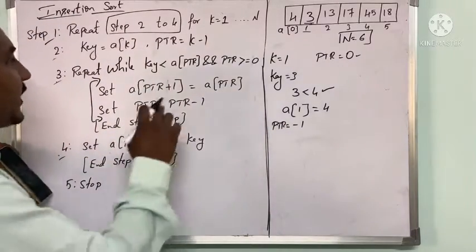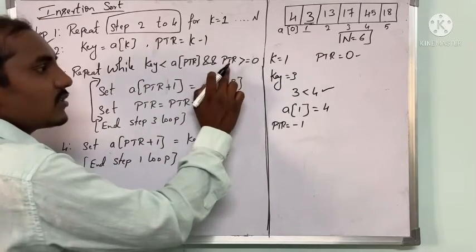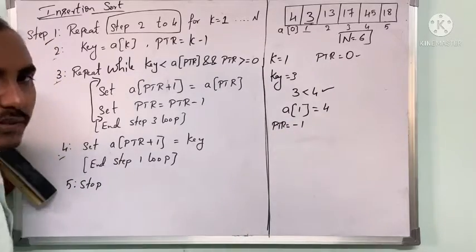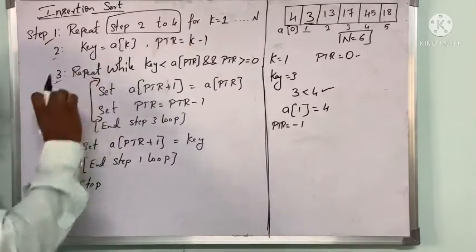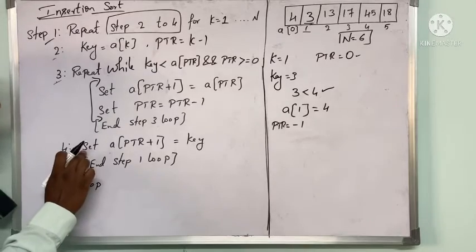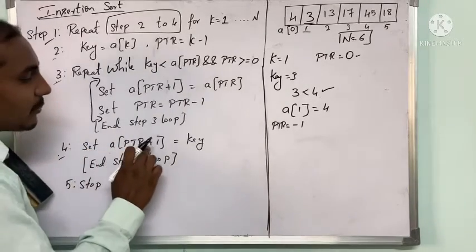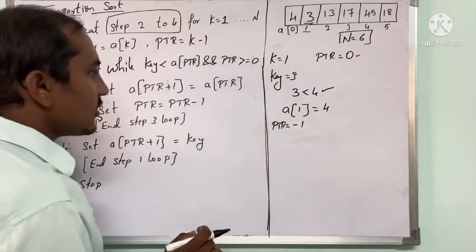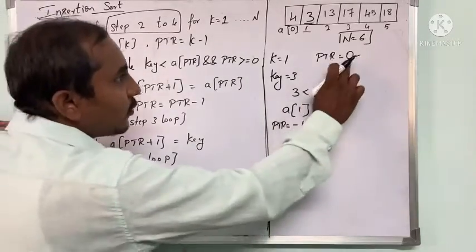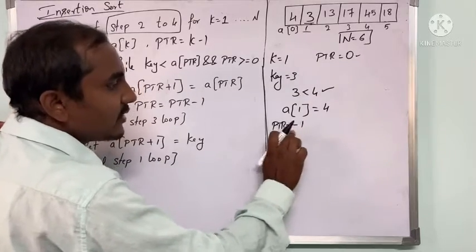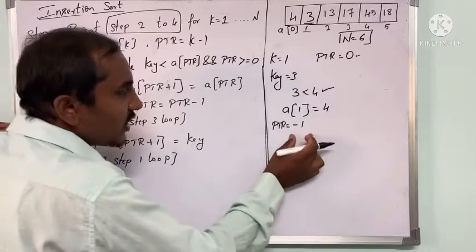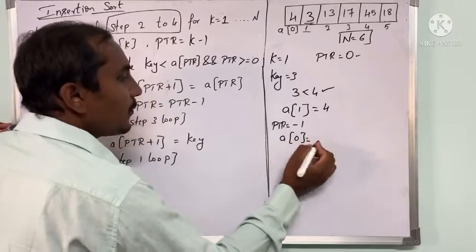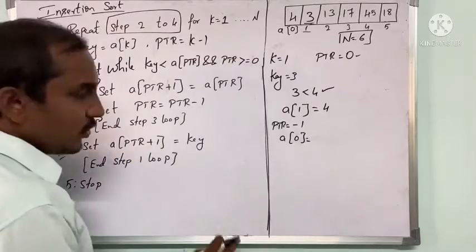So once that becomes minus 1, this condition will be false. That is, ptr should be greater than or equal to 0, which is false because we have got minus 1. So once we get that, we'll stop this while loop. We'll come to this step where we'll be executing set A of ptr plus 1 equals key. So we had ptr as minus 1. We changed ptr value to minus 1. Since we have changed ptr to minus 1, once we do A of ptr plus 1, it will become A of 0. Minus 1 plus 1 will become 0 equal to key.